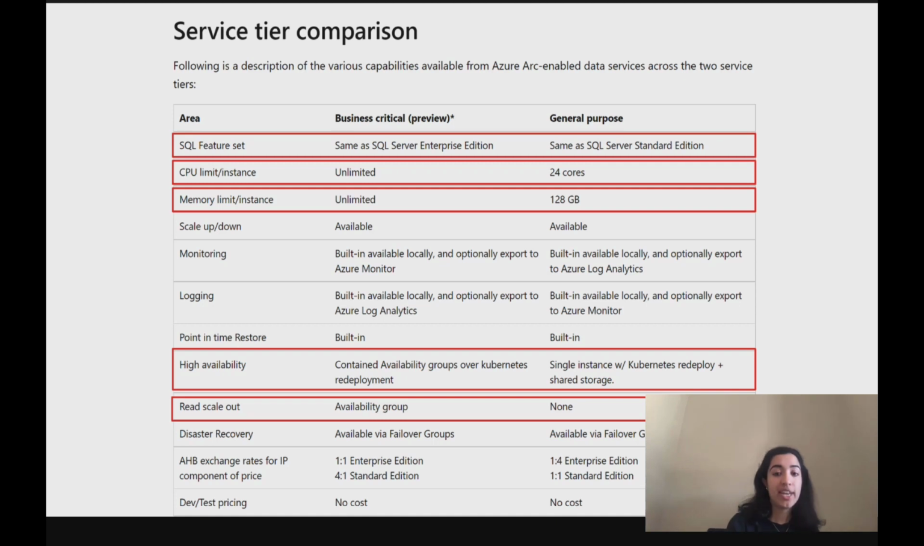Now, what you are getting in both of these is something that we like to call high availability. And this is something that you're getting from Kubernetes. So what does this mean? Let's break it down a little, as high availability is a key difference between both general purpose and business critical. So you are given high availability in Kubernetes.